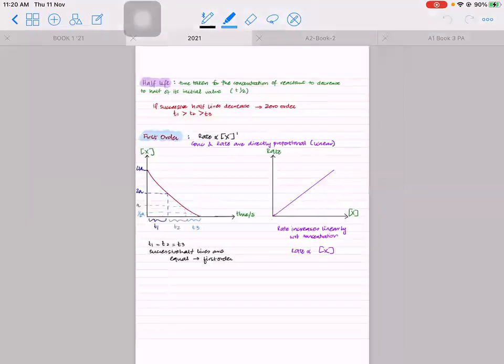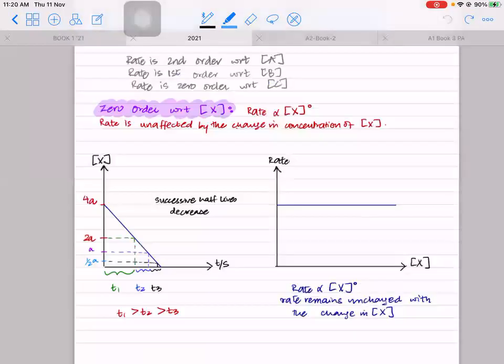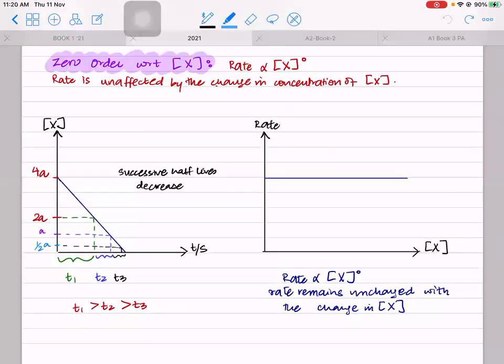Order can also be determined using graphs. I told you that order can either be zero, first or second order with respect to a reactant. The rate-concentration graphs are different for all three orders, but the concentration-time graph, you can use that to determine the order. How? You can calculate the half-lives. If the half-lives are decreasing, that means T1 is greater than T2, which is greater than T3. So you see there's a decrease in half-lives.